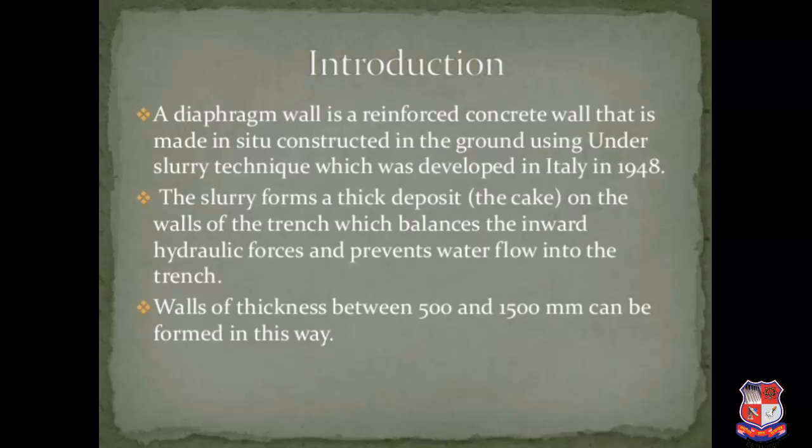The slurry forms a thick deposit, or cake, on the walls of the trench, which balances the inward hydraulic forces and prevents water flow into the trench. Walls of thickness between 500 to 1500 mm can be formed in this way.